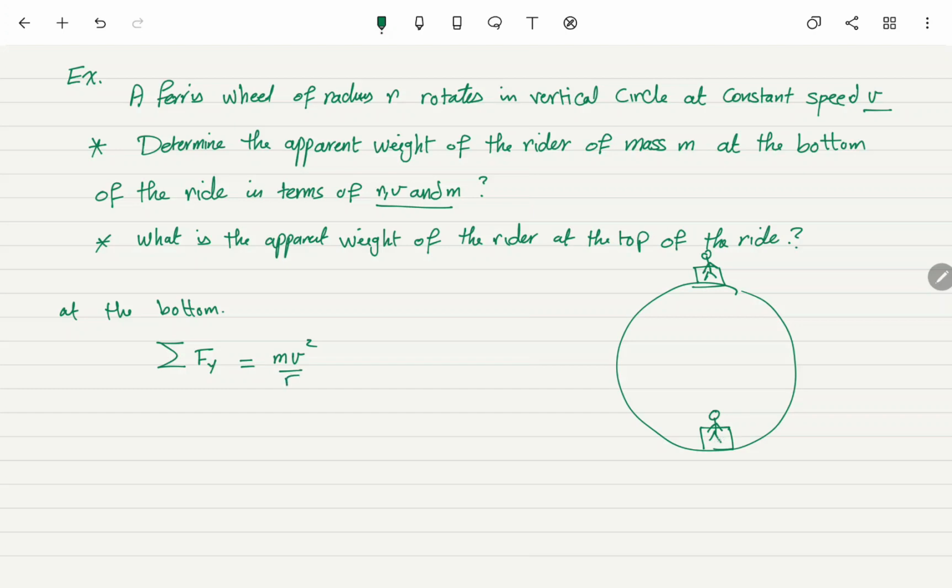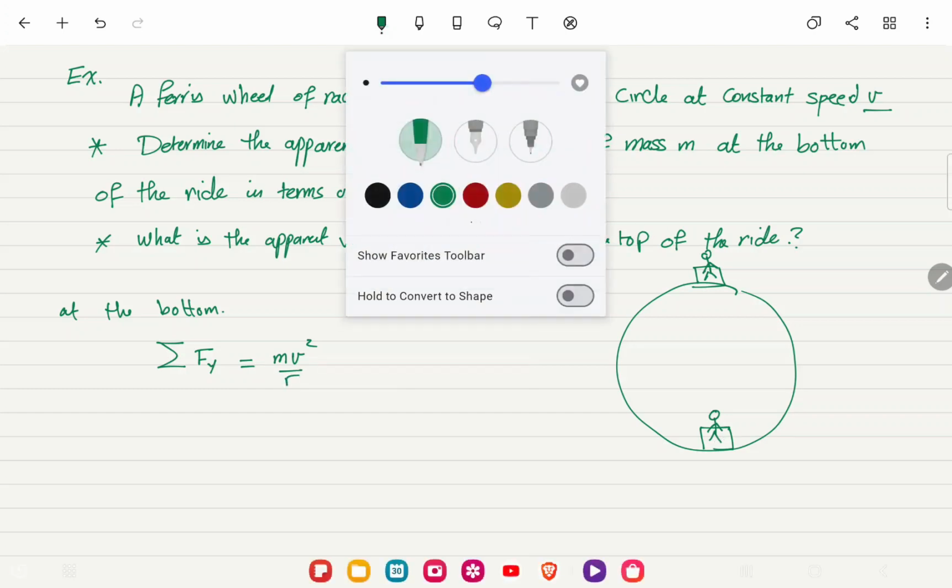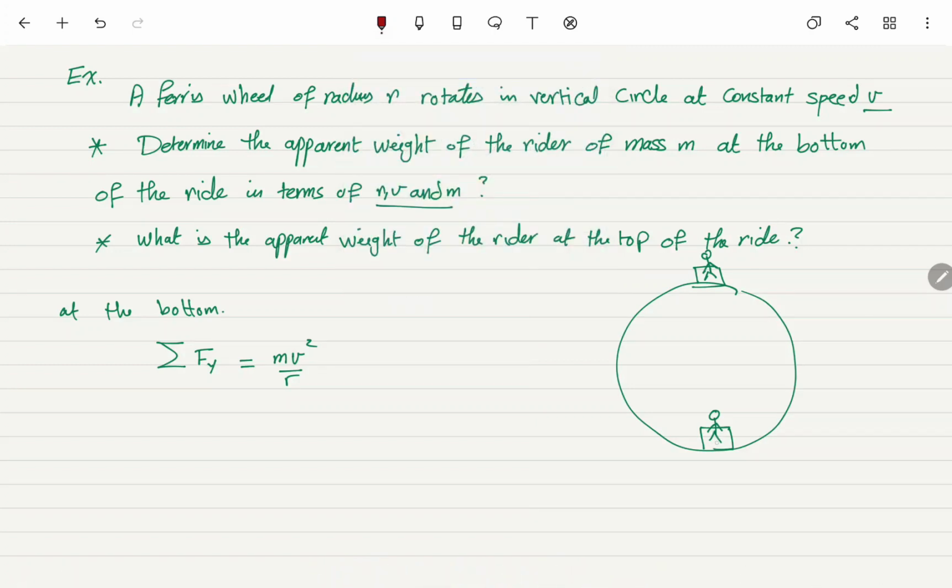Now, at the bottom here, let's identify the forces acting on the rider. We have here the weight, and we have here the normal. Again, the normal is the force exerted by the cart on the rider. If the cart is connected by a rope, this is actually called a tension, but we are not interested in calculating the tension in this example.